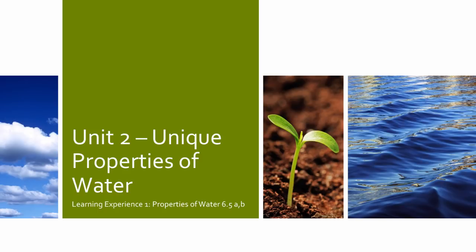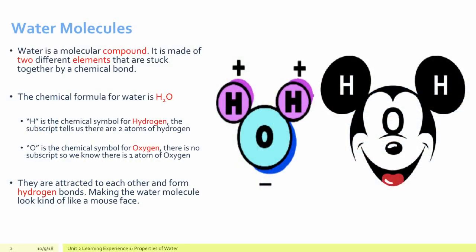Alright guys, so today we're going to do Unit 2, Learning Experience 1, Properties of Water. Before we can talk about water's special properties, we should revisit what a water molecule is. So a water molecule is also known as a molecular compound. It's made of two different elements that are stuck together by a chemical bond.